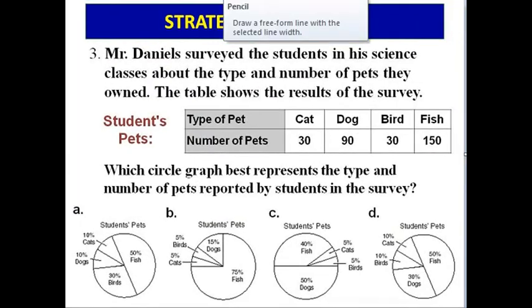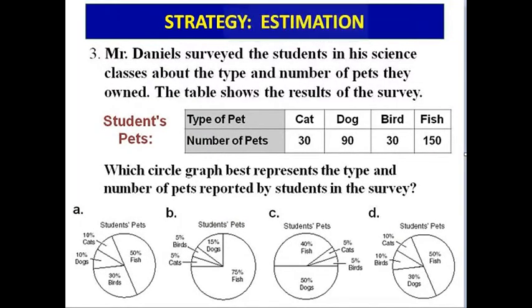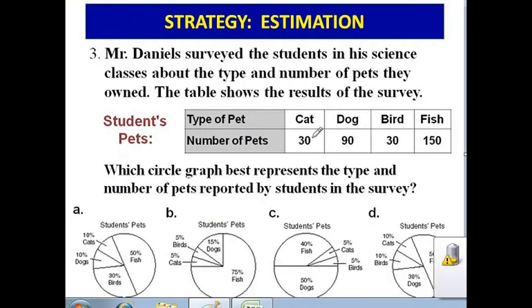Alrighty, here we go. Mr. Daniels surveyed the students in his science class about the type and number of pets they owned. The table shows the results of the survey. We've got type of pet: cat, dog, bird, and fish, and number of pets: 30, 90, 60, and 150. Which circle graph best represents the type and number of pets reported by the students in the survey?